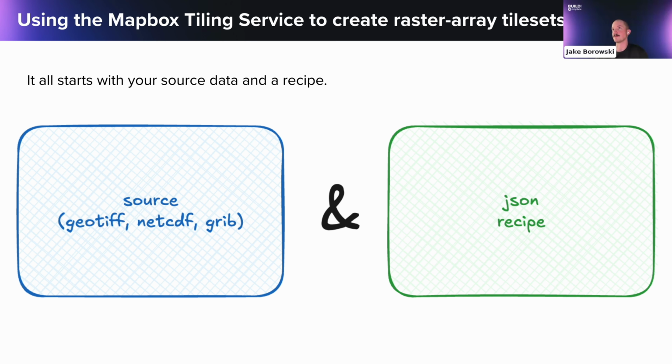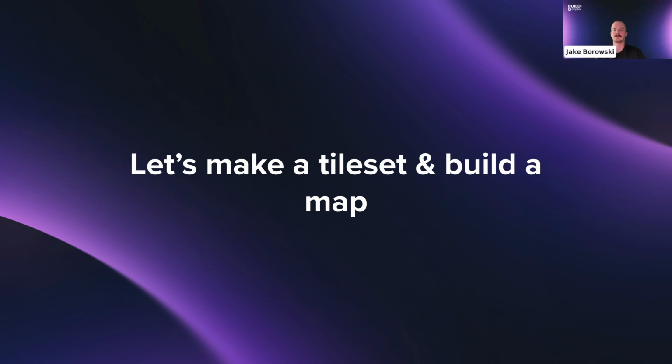We need two pieces of information to generate a raster-array tile set. The first is a source that contains the data that we want to generate the tile set with. And the second piece is a recipe in the form of a JSON file. The combination of those two things will allow us to create and publish a tile set and then visualize that in a map. So let's jump into building a tile set and a map that will represent that tile set.